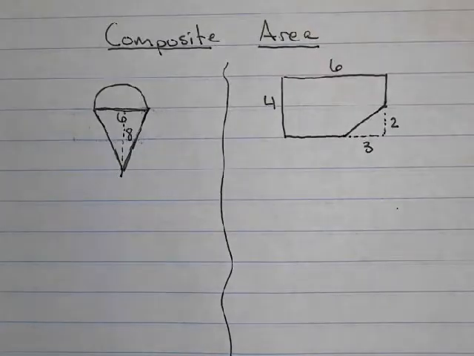In this video, we're going to look at composite area. Composite area is simply when we have two different shapes and they're either put together, or remember, we're cutting one away. So if they're put together, we need to add the two areas of each shape together. And if it's cut away, we'll subtract one from the other.